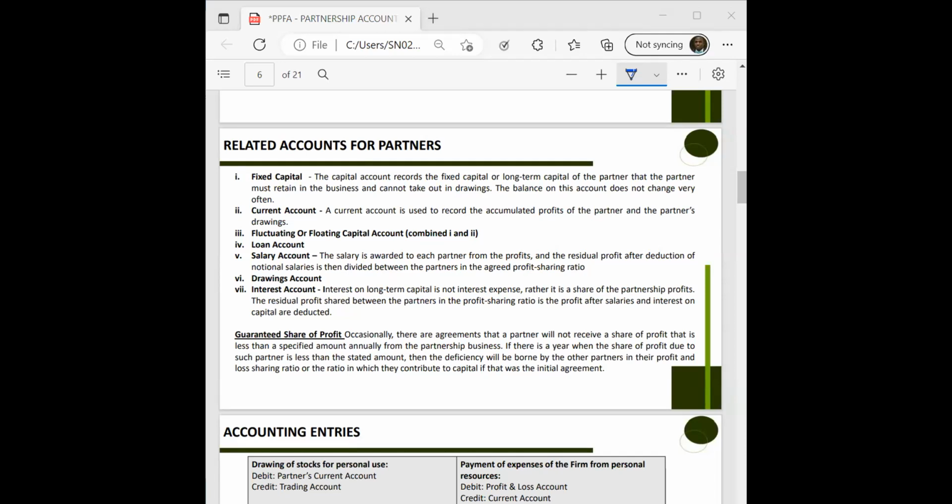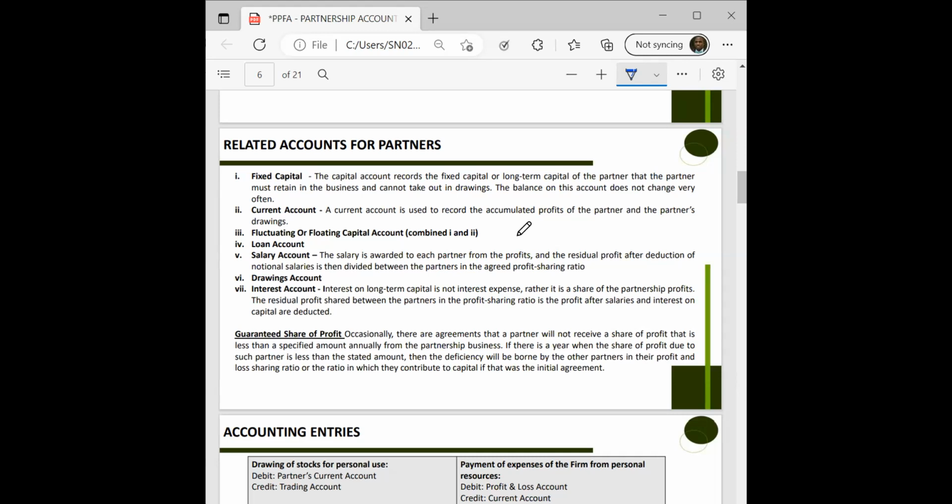The only time it will change is when new capital has been put into the business, or maybe when a partner is leaving the partnership, right? The partner is leaving the partnership and they need to close that particular account and bring in a new one, or they are just closing it and maintaining the remaining partners. So that's on fixed capital.